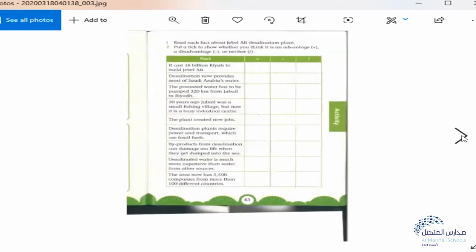Page 63. You must pick or put a tick to show whether you think it's an advantage or a disadvantage about the early desalination plant.